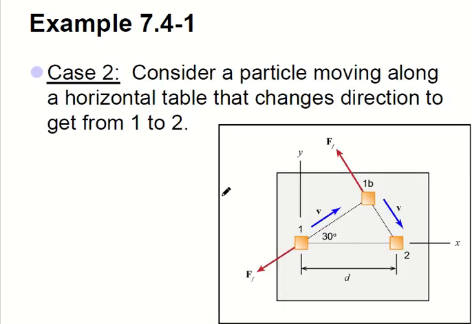Case 2, you consider a particle moving along a horizontal table that changes direction to get from 1 to 2. So you have this and you have that. You go that way, and then of course you also go this way. The friction is going opposite to the first motion, and the friction is going opposite to the second motion. This is your first motion going that way, and your major motion is like that, and friction is the opposing force of that.